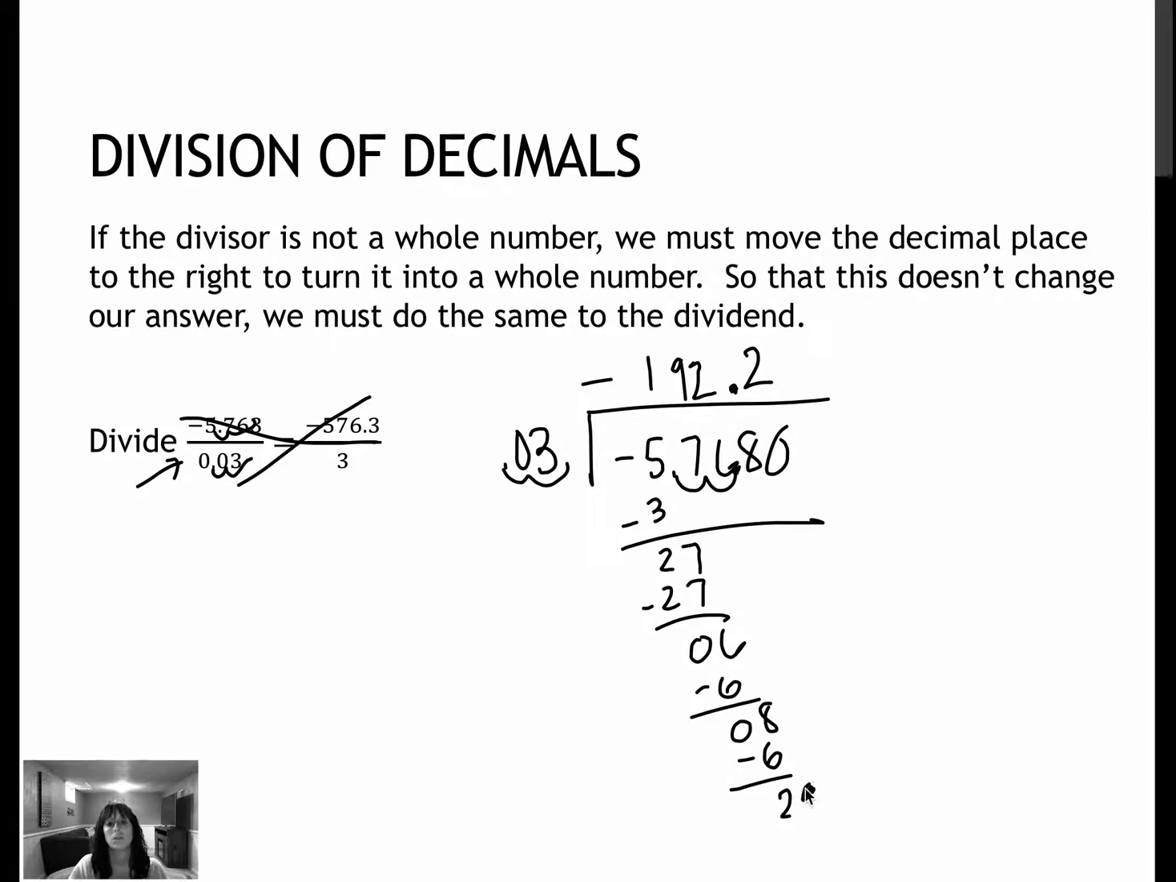Add a 0. 3 goes into 20 6 times. 3 times 6 is 18. Notice that if I add a 0 again, I'm going to end up with 20 and then 18 and 20 and 18, and those 6's are going to keep repeating. So I get negative 192.26, and that 6 is repeating.